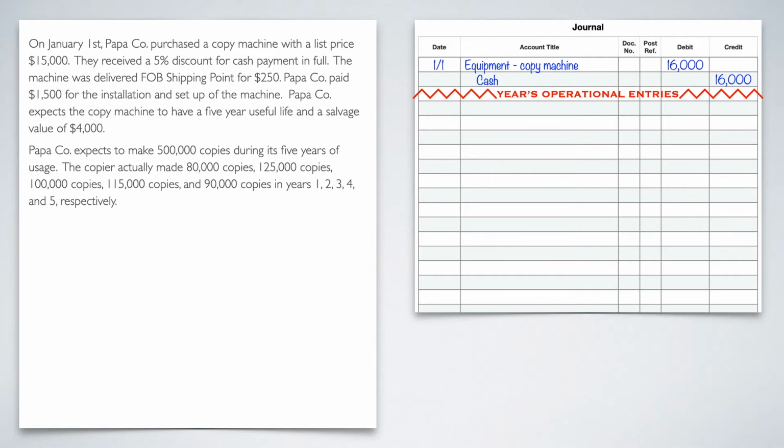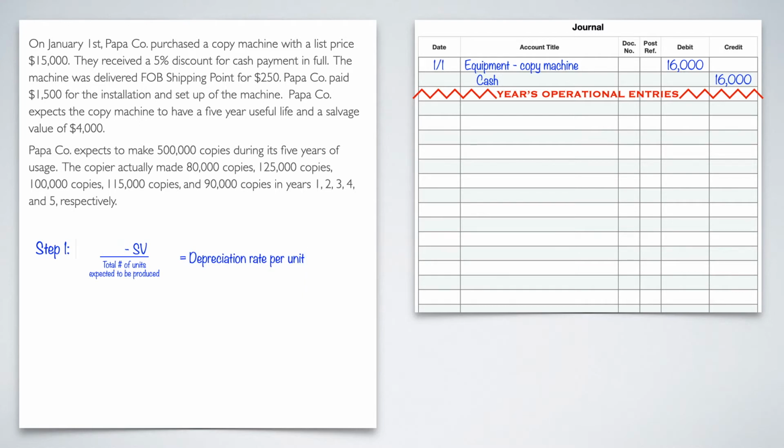Go through the year's operational entries, then we make it to the 1231 adjustment, where we have to do our depreciation. Now this one's units of production. Remember, this is the medium difficulty level. It has two steps. Step one is we need to find that rate. The equation is TAC minus salvage value all over the total number of units expected to be produced at the beginning of its life. That gives us the depreciation rate per unit.